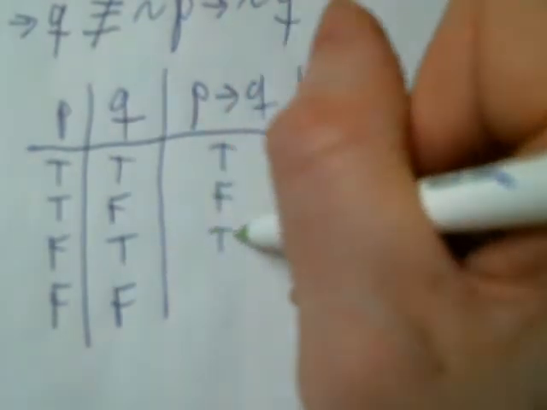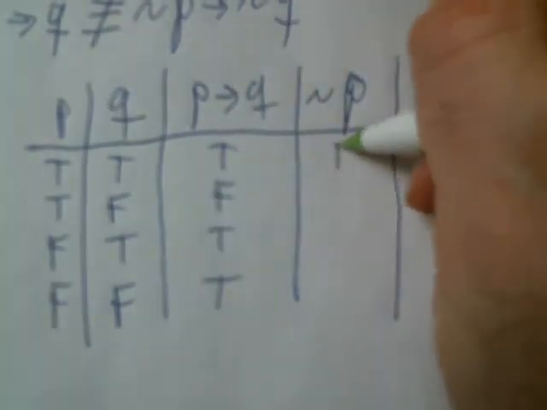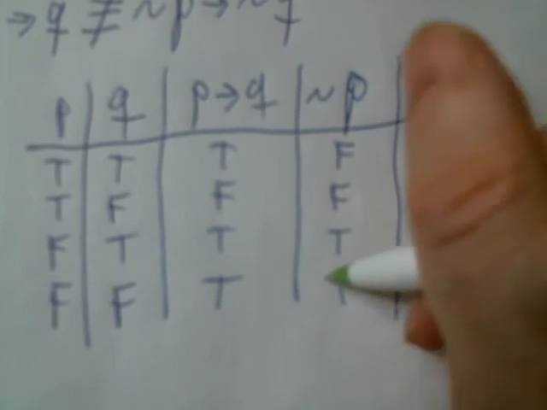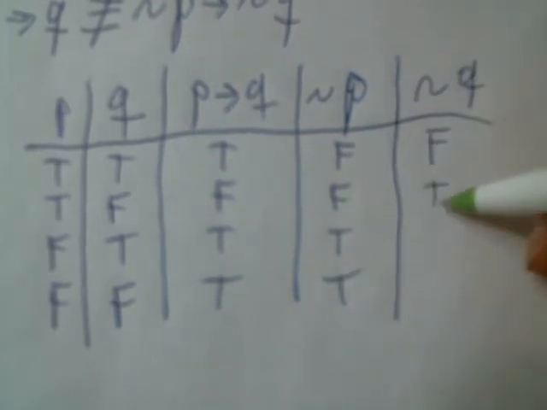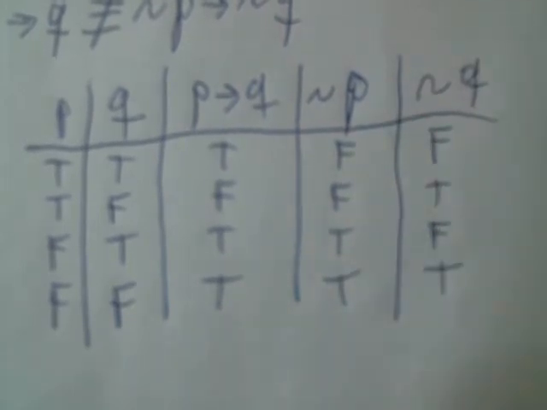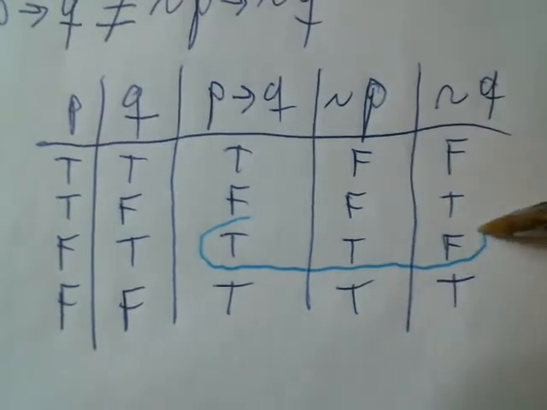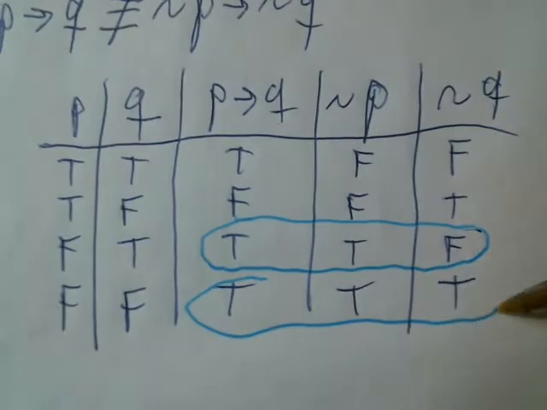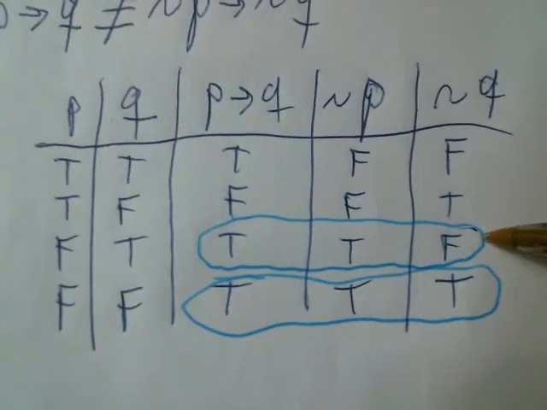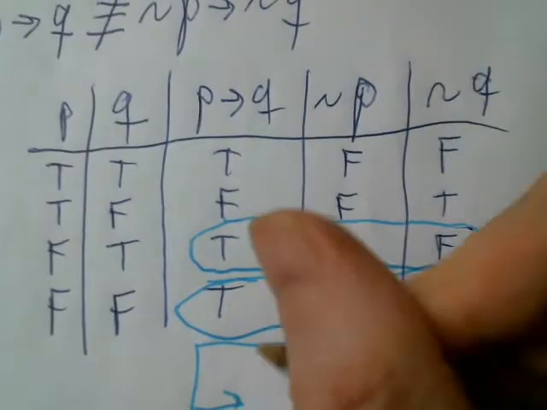And then we have true, false, true, true. And then we have false, false, true, true. Then we have false, true, false, true. Then circle the rows that have all trues. So true, true. Oh, and that's the problem right there. This one works, but then this one doesn't work. So it's not a valid argument form.